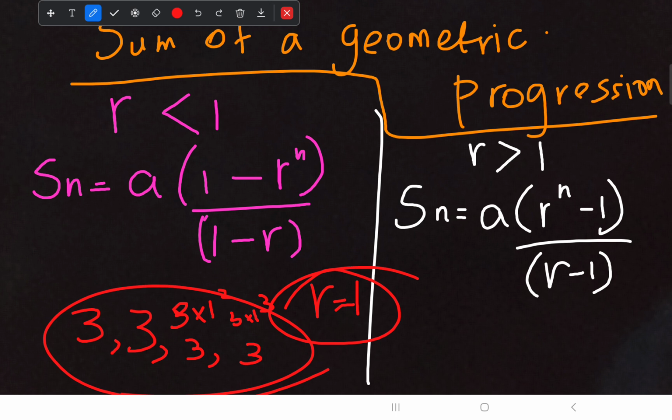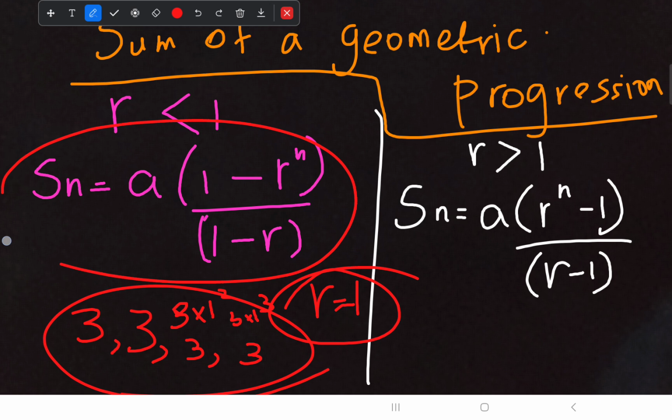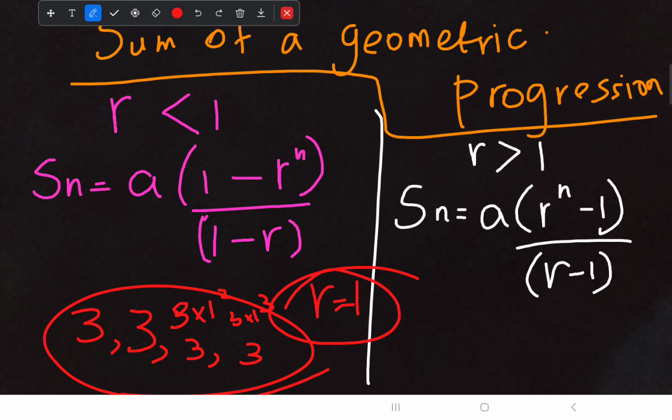In other cases, if R is less than 1, we can use this formula to get our answer. If R is greater than 1, we can use the other formula to get our answer for the sum of a geometric progression. That's all for this explanation. Just try to note down these two formulas. We will do some questions.